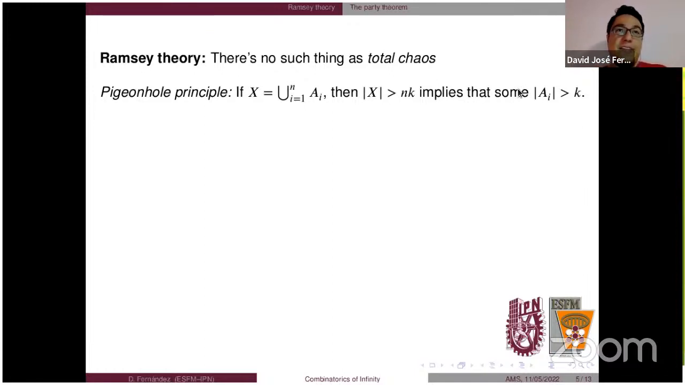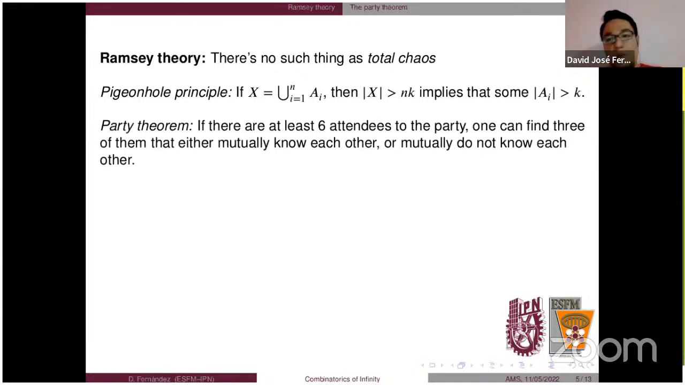Okay, so this looks very simple-minded, but I think it really is what is at the bottom of Ramsey theory. There are many other Ramsey theoretic results, and I think they are all just more complicated incarnations of principles similar to this one. I'm going to start by showing you a small example, which I always dub the party theorem. It says if there are at least 6 attendees to a party, one can find either 3 of them that mutually know each other or 3 that mutually do not know each other.